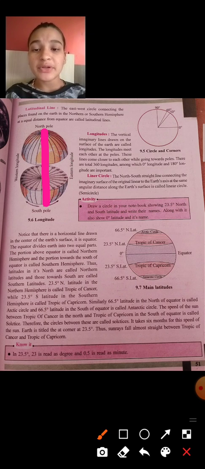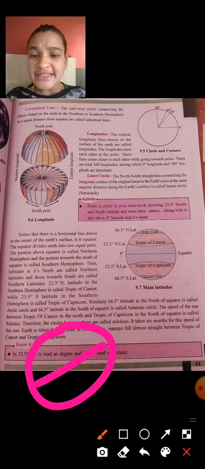Now this is the 9.6 picture of a longitude. Here a vertical line is there, and above we have seen the horizontal line. Okay, so this is the difference between latitude and longitude, and I have shown you in the picture that latitude goes sideways and longitude goes upwards from here.